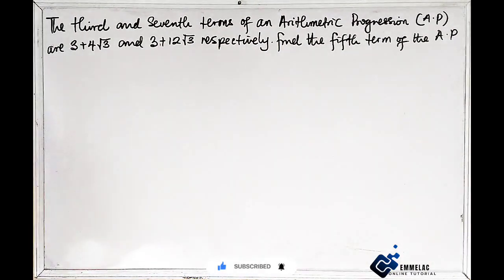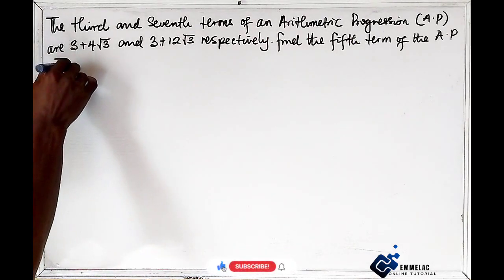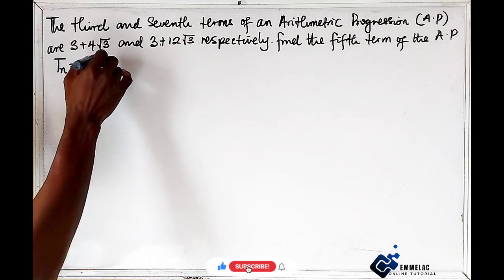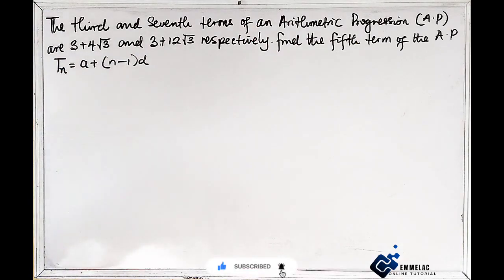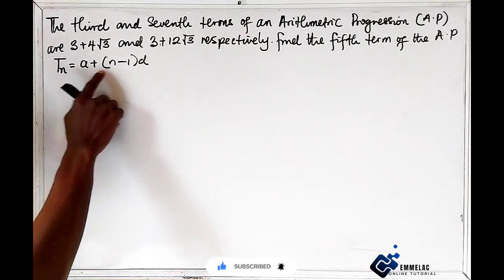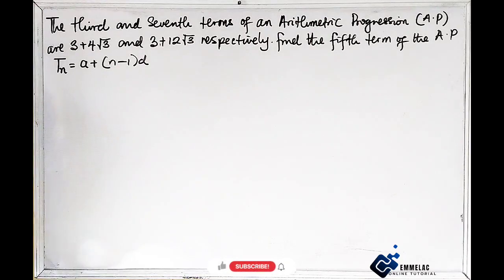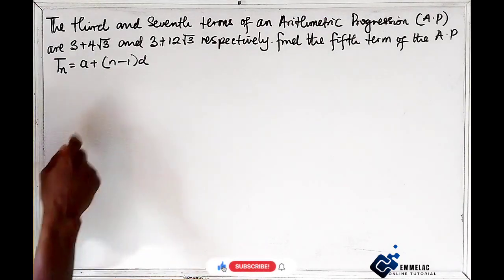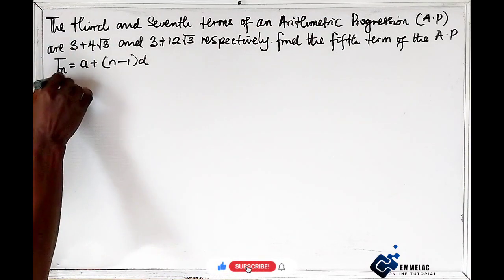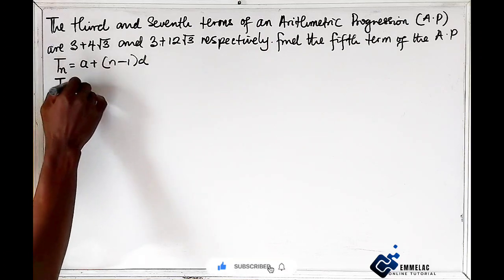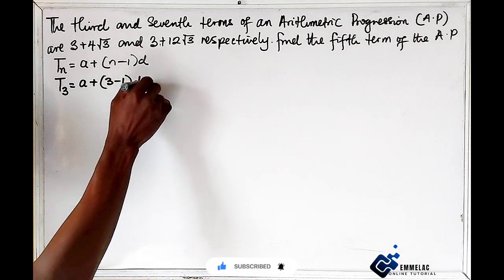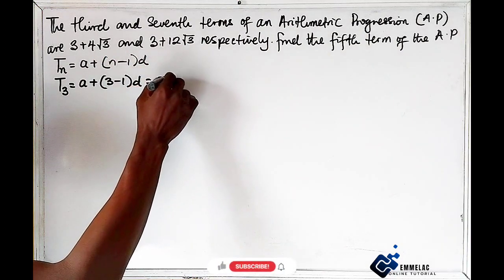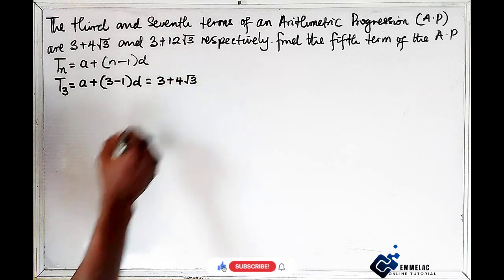First, let us recall that the nth term of an arithmetic progression is given as this. Now, where A is the first term, N is the number of terms, and D is the common difference. Alright, now the third term, as given by the question, will be A plus 3 minus 1 D, which will give us 3 plus 4 root 3, right?